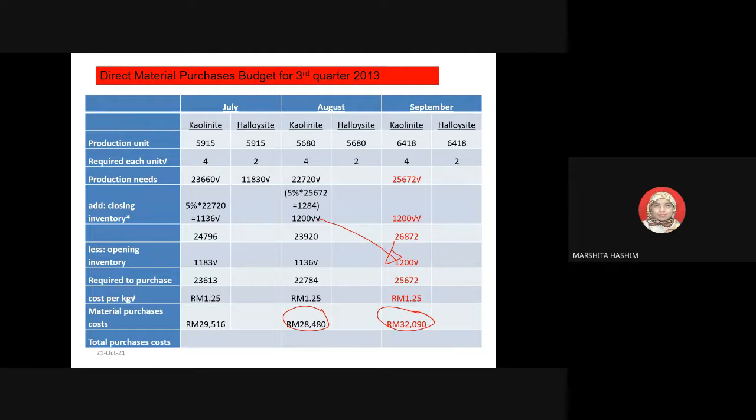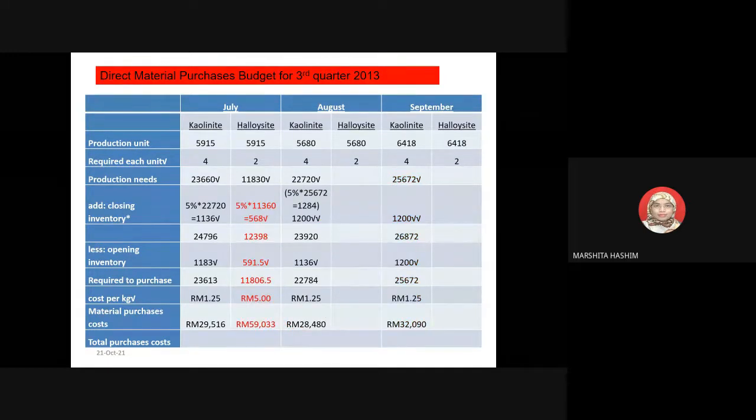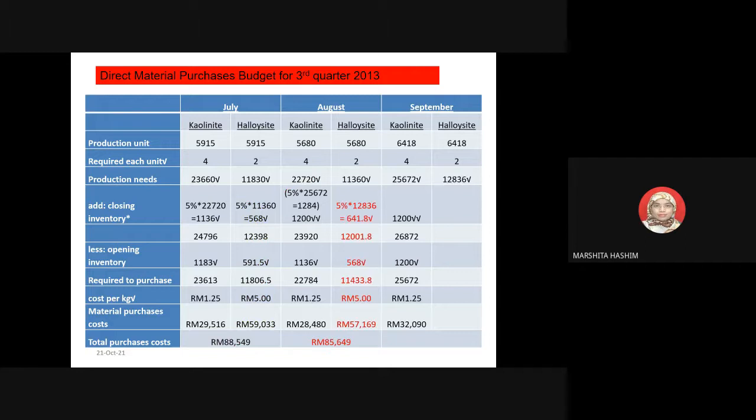Any questions, class, so far? No, madam. Okay, then we proceed with halloysite. For halloysite, you use the same procedure. 5% multiplied by this figure, this figure actually.